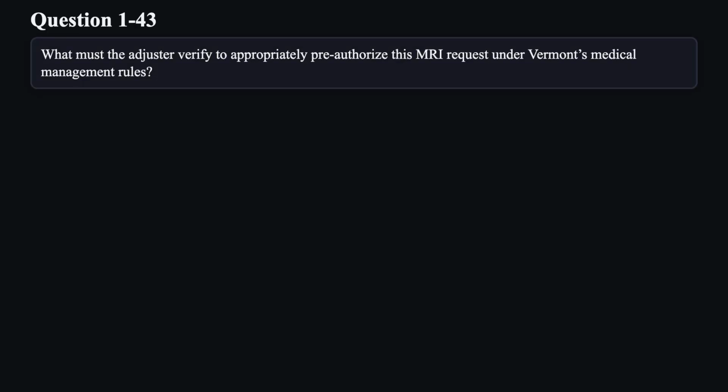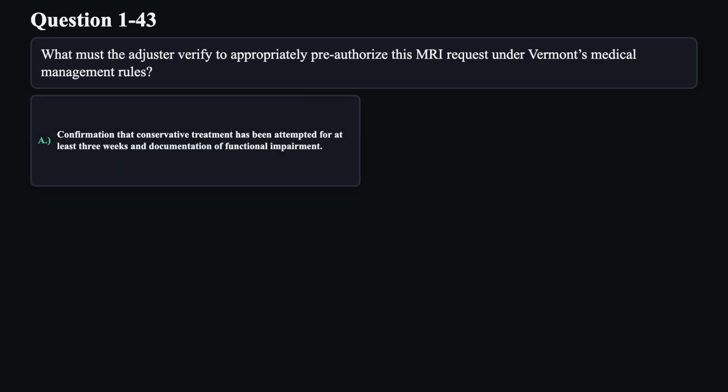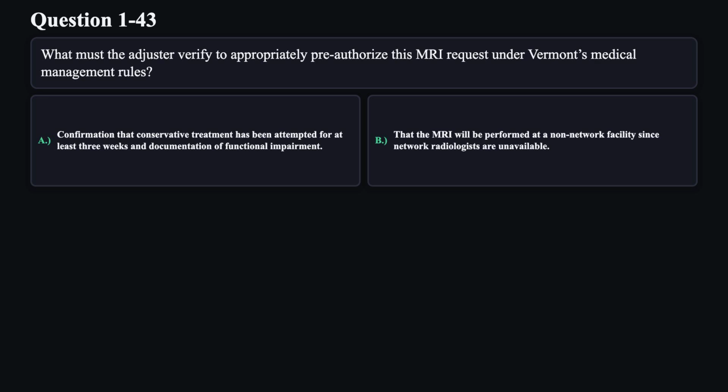Question 43. What must the adjuster verify to appropriately pre-authorize this MRI request under Vermont's medical management rules? A. Confirmation that conservative treatment has been attempted for at least 3 weeks and documentation of functional impairment. B. That the MRI will be performed at a non-network facility since network radiologists are unavailable.